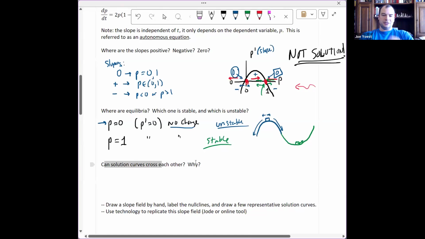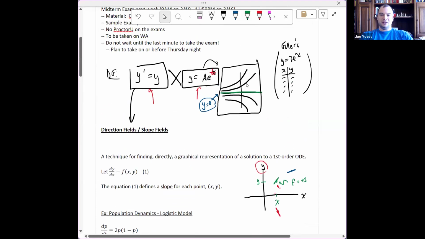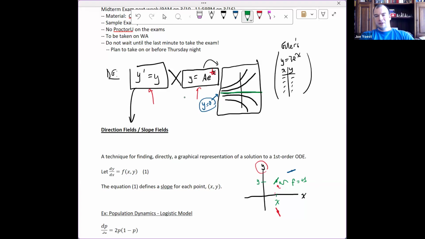Can solution curves cross each other? If I think of these solution curves up here, I've drawn them so that they don't cross each other, and in this particular example, it seems like they can't, but can they never cross each other? And the short answer is, roughly speaking, under pretty reasonable conditions, solution curves cannot cross each other. What would it look like if they did?